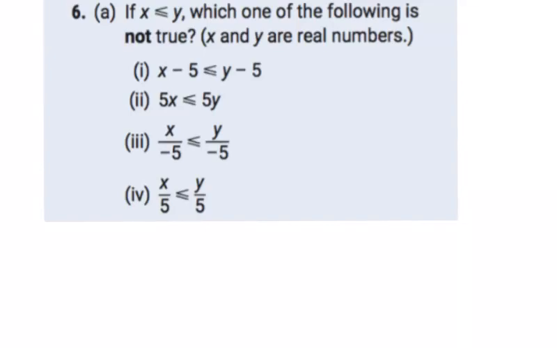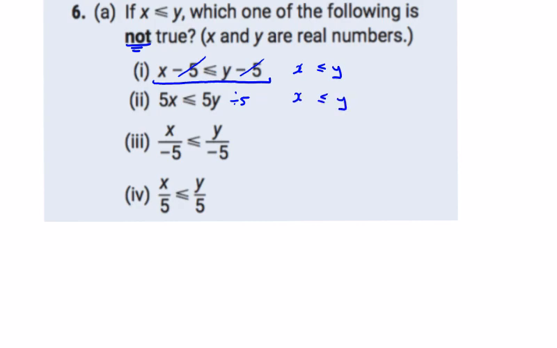In question 6, we're given these inequalities in terms of x and y, and we're asked which one is not true. So let's have a look here. We can take or add 5 to both sides here. We'll get x less than or equal to y. So that looks true. We can divide by 5 here to get x less than or equal to y.